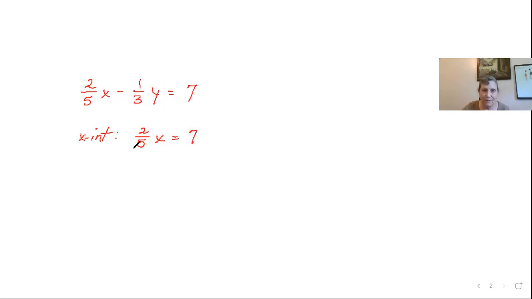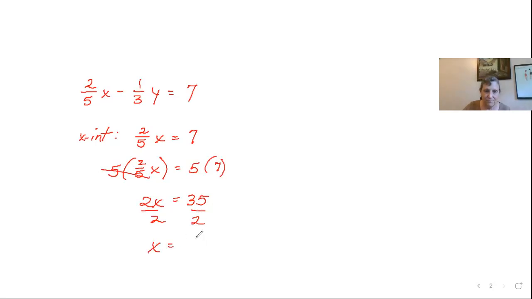The y term is just going to get canceled out when you plug in 0 in place of the y. In this case, I can get rid of the fraction by multiplying both sides by my common denominator. And since I only have one denominator, common denominator is the 5. These 5s cancel. Gives me 2x equals 35. Divide by 2. So x is 35 over 2. So my x-intercept is the point 35 over 2. That was the x, so that goes first. And 0.